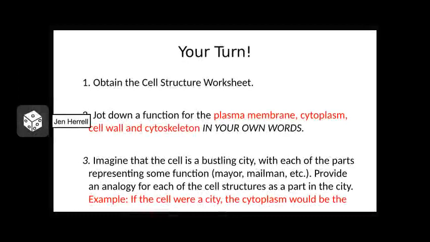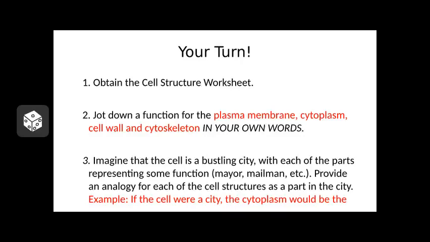To finish out your notes for part one of the chapter, I want you to do an activity that I call Cell City. I want you to imagine that a typical eukaryotic cell, like one of your body cells, is actually a city with little people inside. Now, when you think about a city like Austin, it's got different parts that work together. There's a mailman, there's a mayor, there's a police force, there's buildings, there's streets, there's city limits, there's all that stuff. And it has to work together so that the city can function. A cell is the same way.